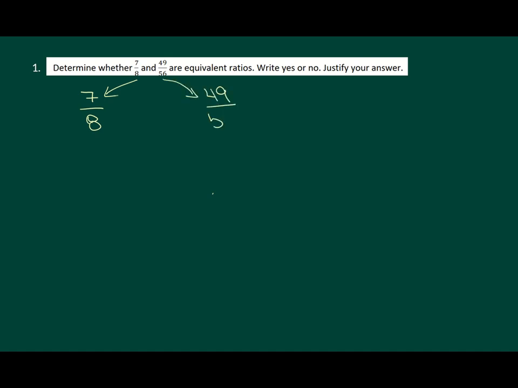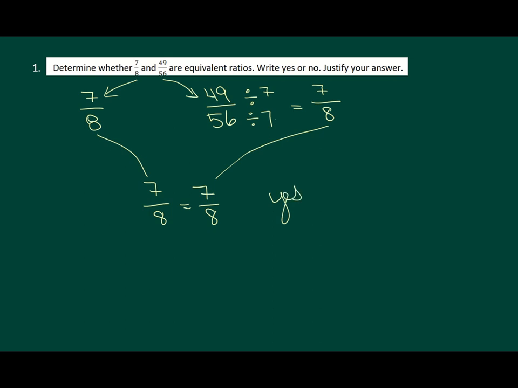49/56, can that be simplified? Well, yeah, it can. Both of those numbers can be divided by 7. So 49 divided by 7 is 7. 56 divided by 7 is 8. So 49/56 is 7/8. So we would say yes.